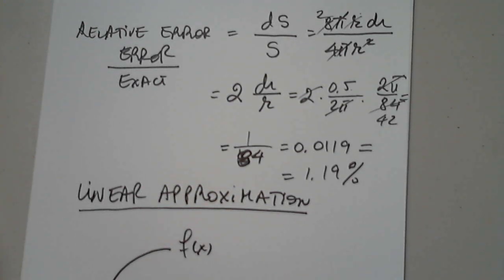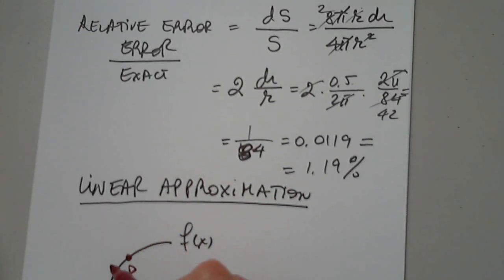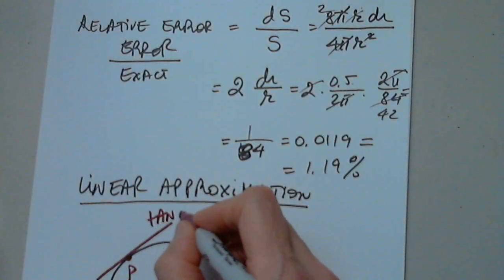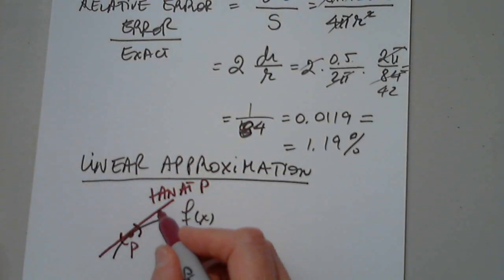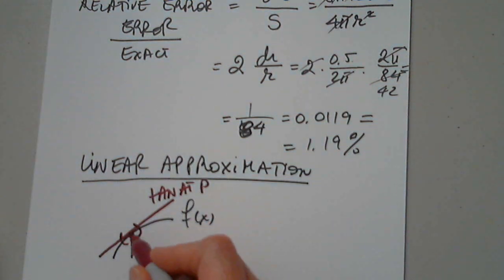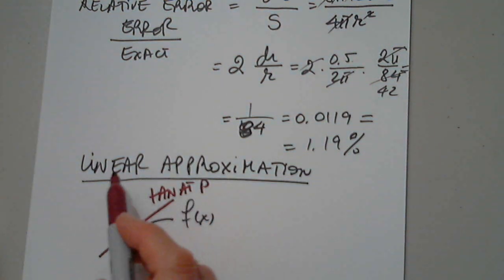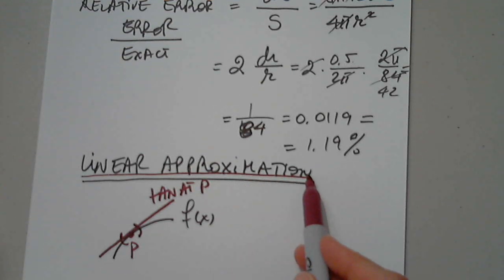Here's our function. Here's our best friend point P. Of course, this is the tangent line. Tangent at P. So the linear approximation says the following, that near P, not here or here, near P, I can use the equation of the tangent line to approximate the function. That's the linear approximation.